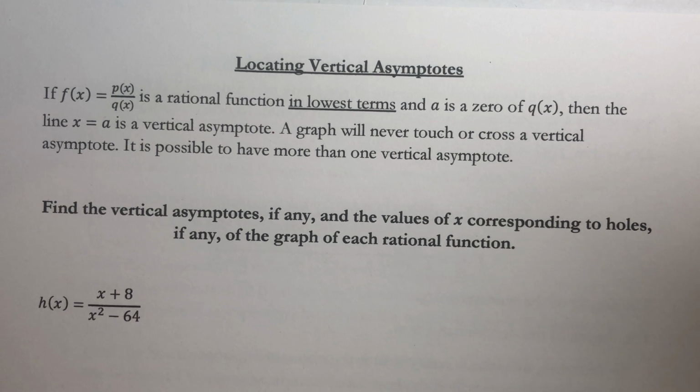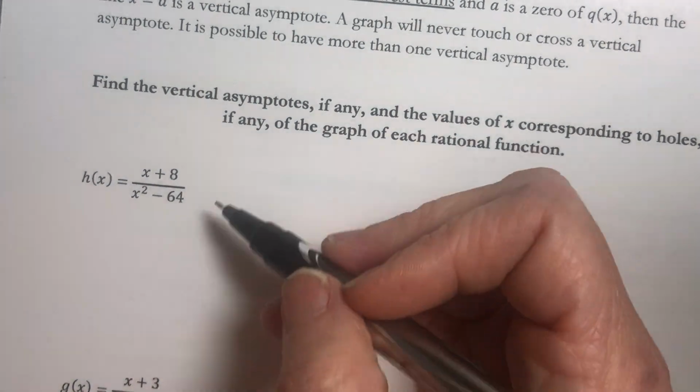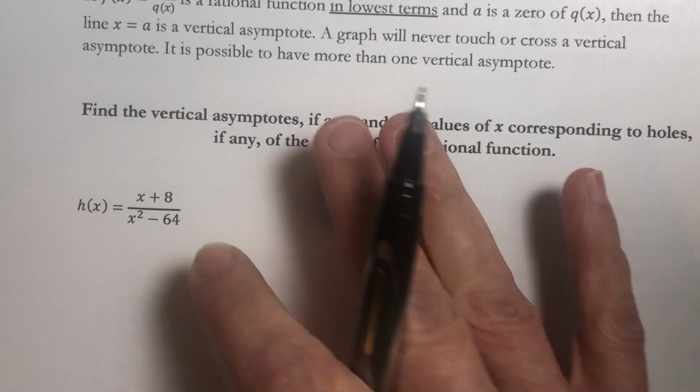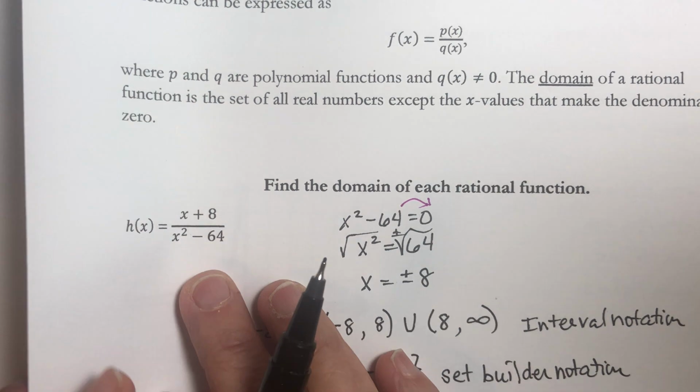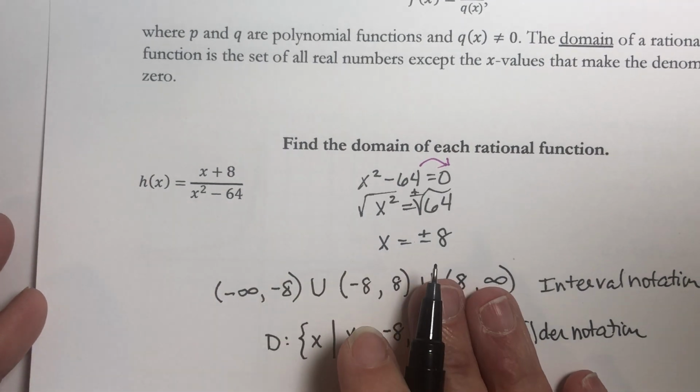First thing you have to do is put your function in lowest terms. And then you look at the denominator, wherever the denominator is 0 after you reduce it, you're going to have a vertical asymptote there. So this right here, we're going to locate the vertical asymptote for. It is the same function as we found right here when we found the domain. In the domain, we did not put it in lowest terms first.